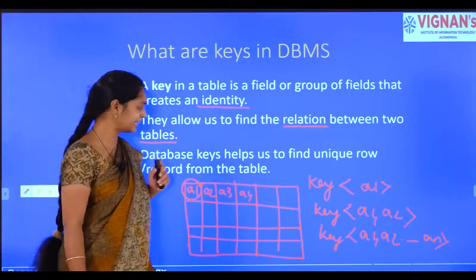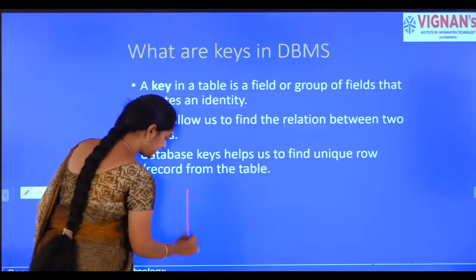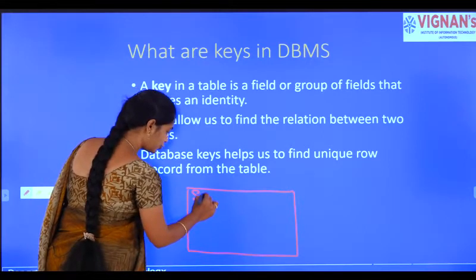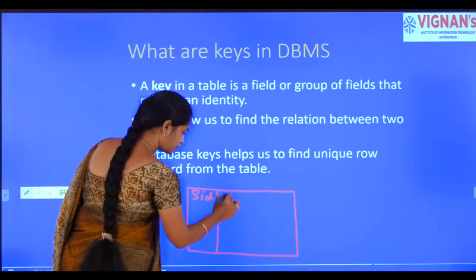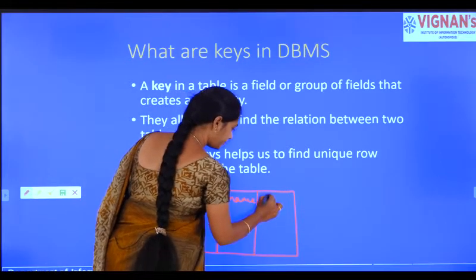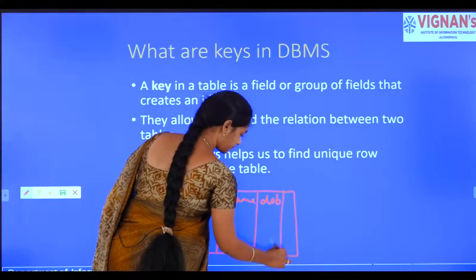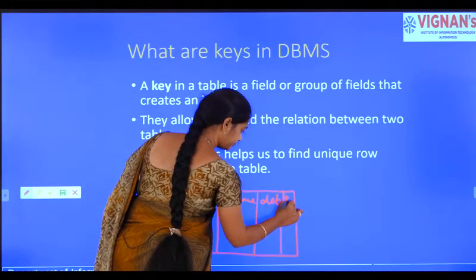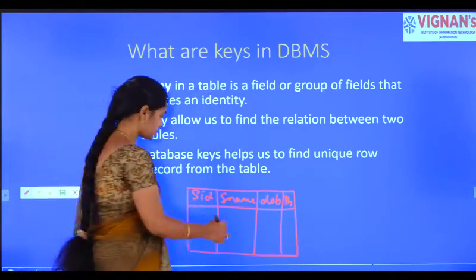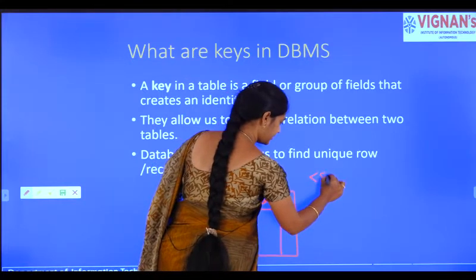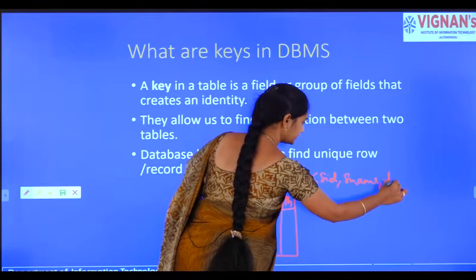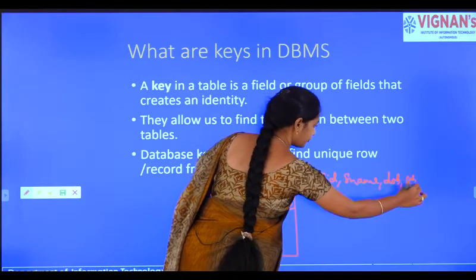Now, we will take an example. If you take a student database, I am taking a few attributes like student ID, student name, date of birth and phone number. Right. So, what is the schema of this relation? Here we have SID, SNAME, date of birth and phone number.